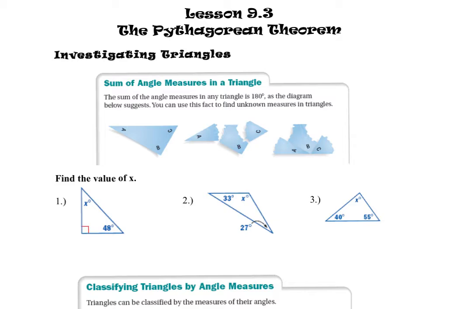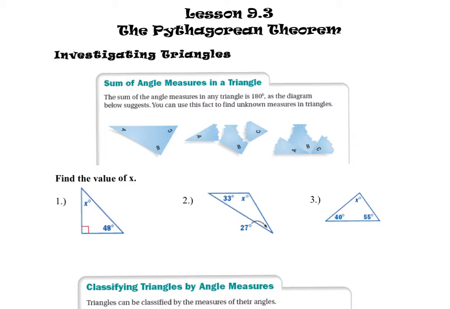All right, the first thing is that when we have a triangle, obviously in order to be a triangle, it has three sides and therefore three angles. And we know that the sum, meaning if you add up all the angle measurements inside any triangle, it always has to equal 180 degrees. And so with that fact, we can find missing angle measurements in triangles.